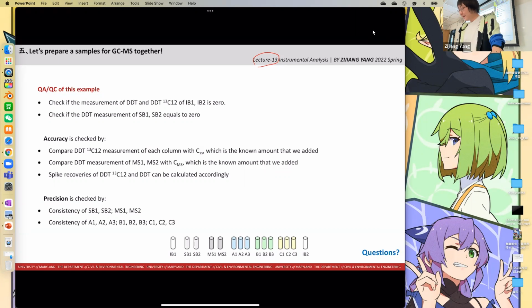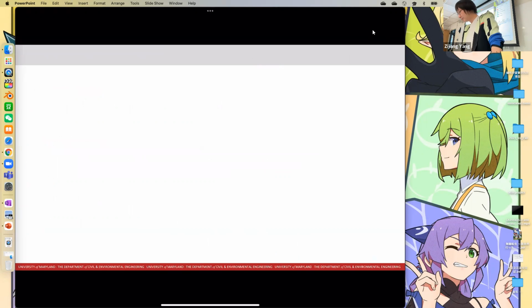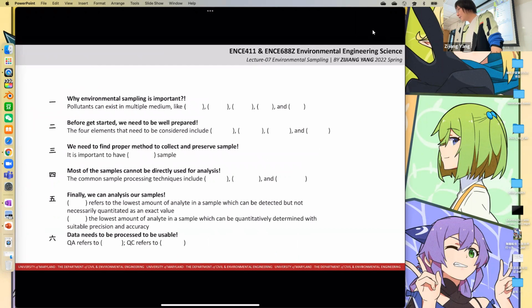For QA and QC, the main idea is to check the accuracy and precision of our methods. We want to make sure the accuracy and precision of our methods satisfy the requirements. So at that time, I will go back and discuss QA and QC in detail. And that's the end of the class.